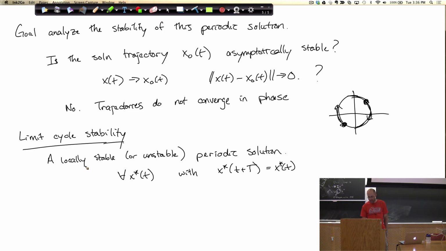Now, I think there's nothing wrong with calling a marginally stable periodic solution a limit cycle, but people typically don't do it. You don't typically say that every orbit of the undamped pendulum is a limit cycle. Typically we reserve the limit cycle for something that's a unique trajectory which is locally stable or unstable. But what do we mean by stability here?